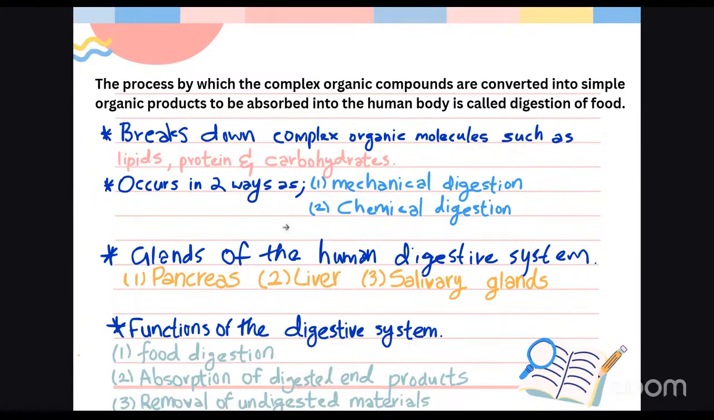Now what about the liver? What's happening in the liver? Why is the liver an important gland? Because there is something important for digestion that is produced by the liver. May I know what that is? Yes, very good. Bile. So bile is important for digestion. What does bile do? You can tell me, what is the use of bile?